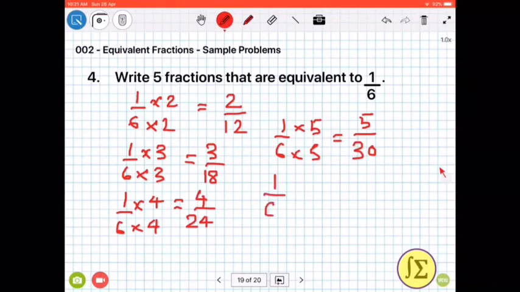Lastly, you can even use a different number, say 10. 1 multiplied by 10, you get 10. 6 multiplied by 10, you get 60. It doesn't matter what number you use, as long as you multiply them by the same number. The numerator and the denominator must be multiplied by the same number to create an equivalent fraction.